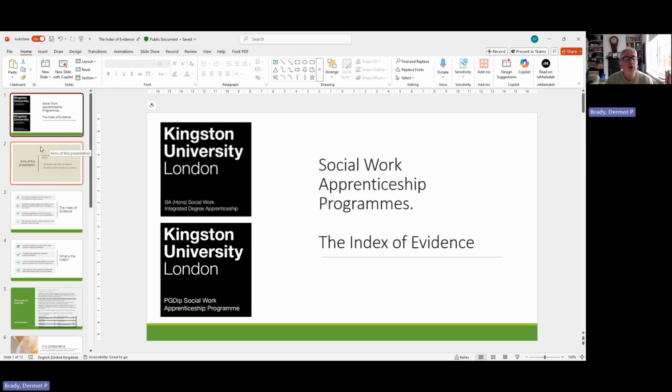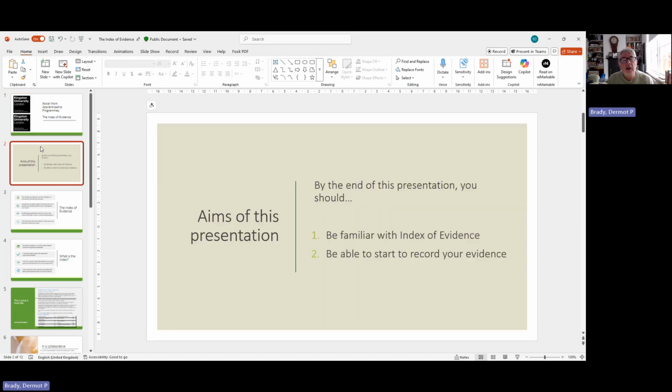Good idea, Dermot. So what are we going to talk about today? This is about the index of evidence and an attempt to familiarize you with the index of evidence and basically give you a prompt to start recording your evidence. This covers both the first years of the postgraduate DIP and the BA in social work apprenticeship program. There are some slight differences, but you will both be keeping an index throughout your course.